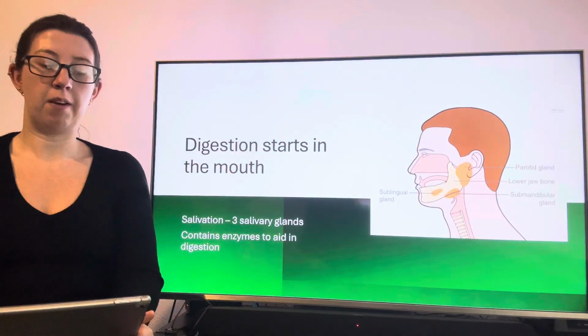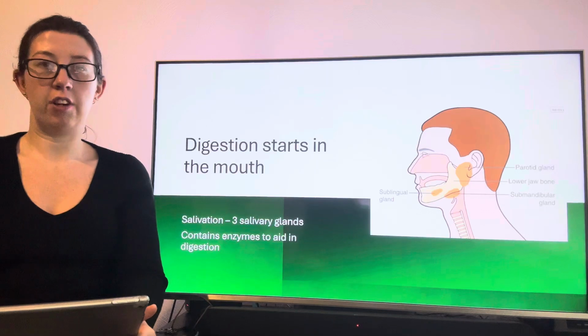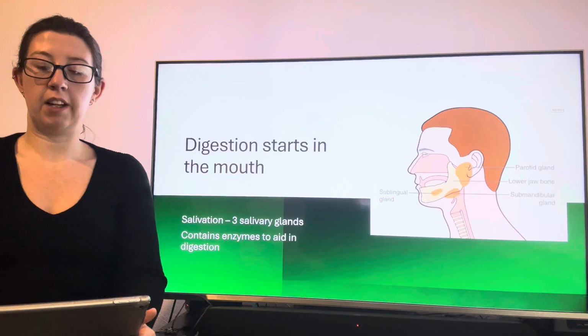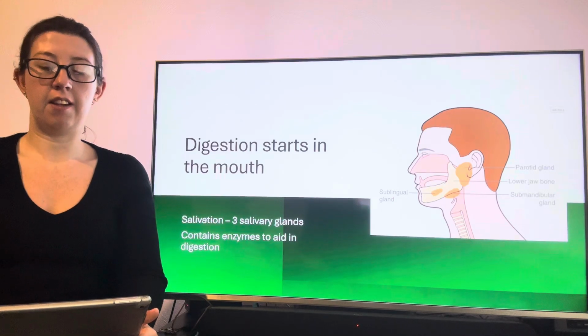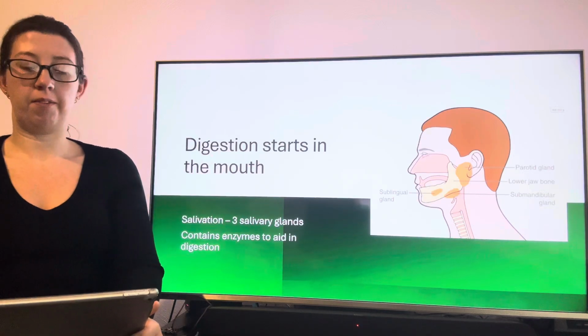Digestion starts in the mouth. There are 3 salivary glands: the sublingual gland, submandibular gland and the parotid gland. Salivary amylase enzymes break down starch and carbohydrates into monosaccharides.